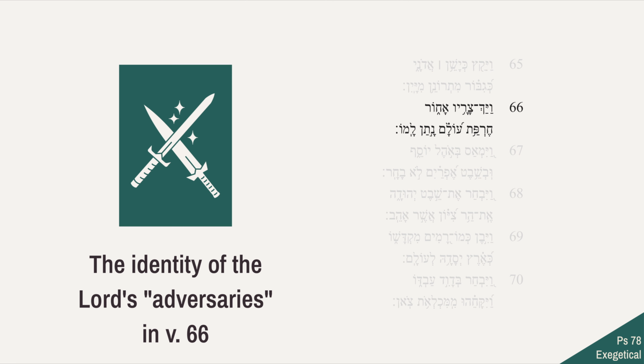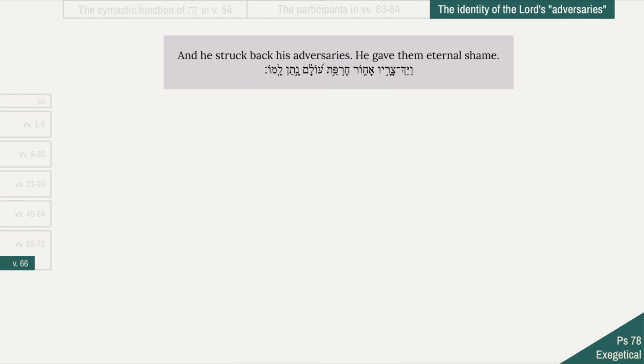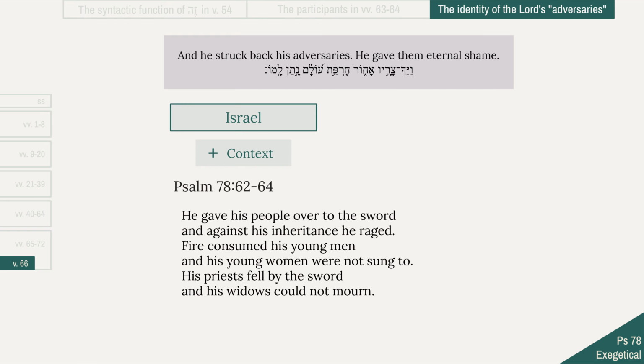The last issue in Psalm 78 is the identity of the Lord's adversaries in verse 66. So verse 66 says, "And he struck back his adversaries. He gave them eternal shame." And the question here is, who are the Lord's adversaries in this verse? Some interpreters think that the word adversaries here refers to Israelites. The preceding verses are about the defeat of the Israelites at Shiloh.